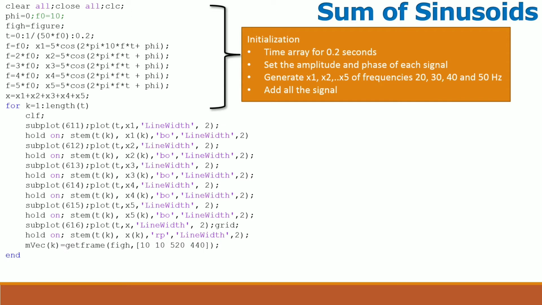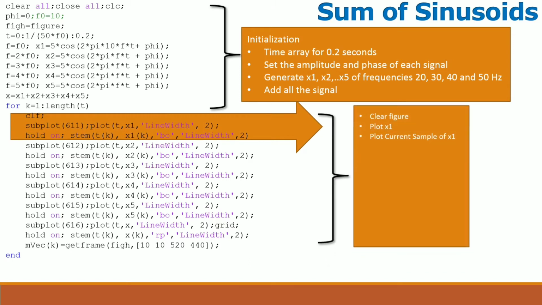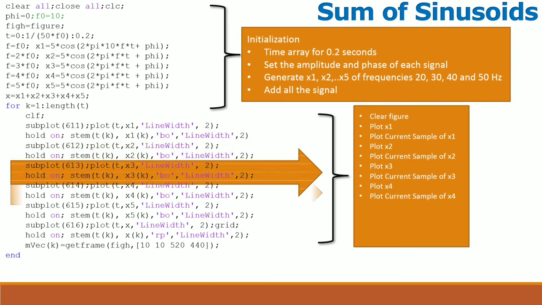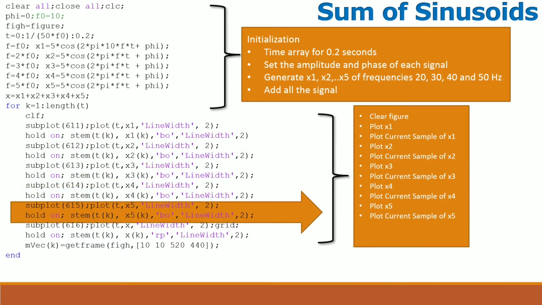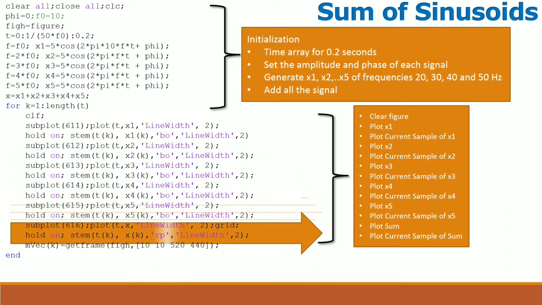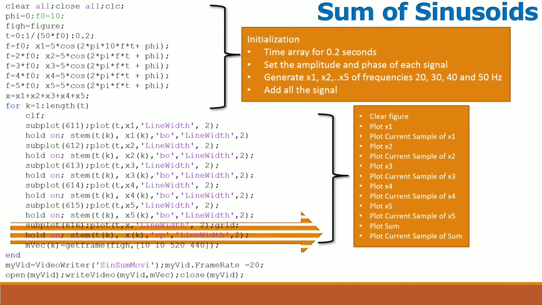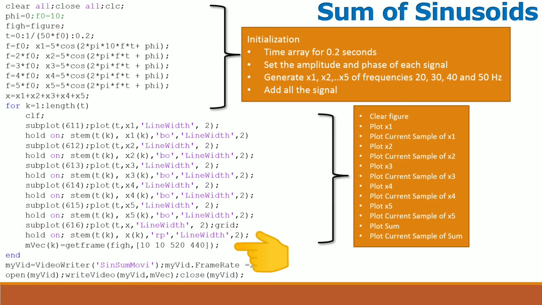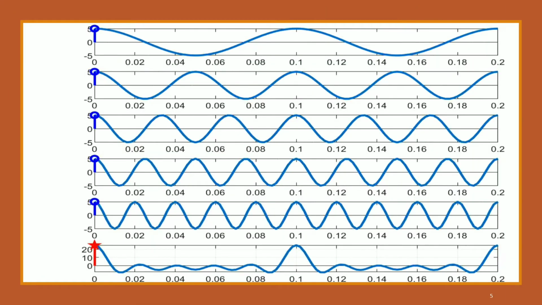The second segment is loop, in which we clear the figure in each iteration. We plot x1, followed by its current sample. We repeat for x2, x3, x4 and x5. We finally plot the sum or composite signal and its lollipop, or stem version. The Matlab getFrame function is used to get a snapshot of the figure and saved in the variable mvec. After the loop, the frames are written to a video file as can be seen. The output video is seen next.